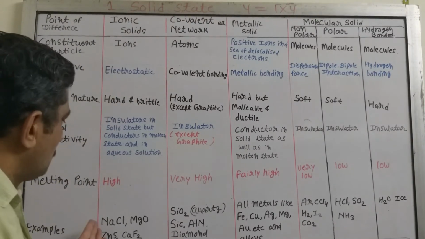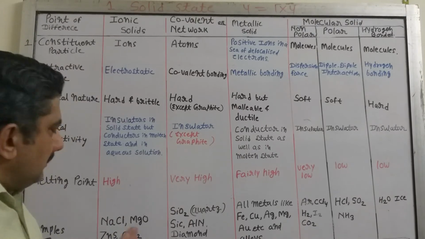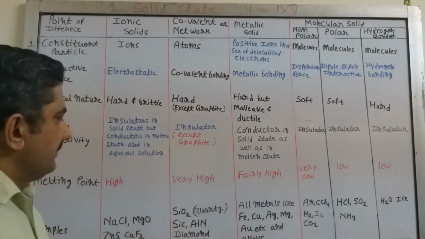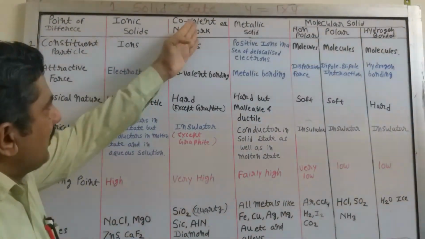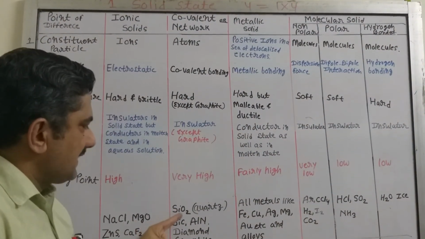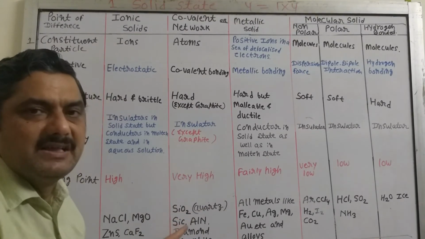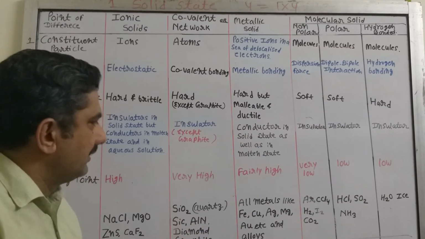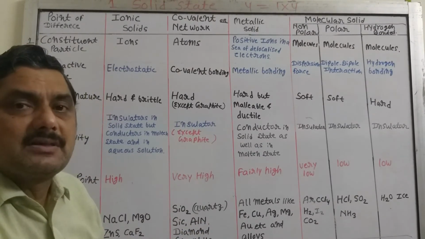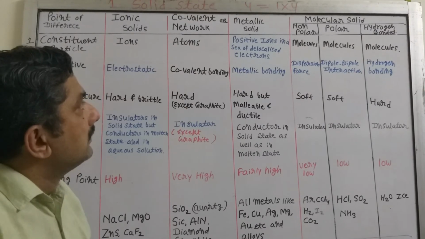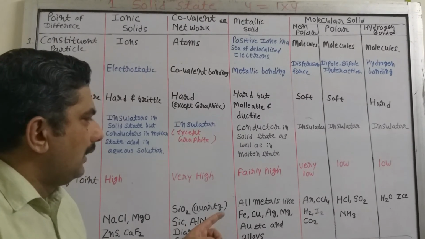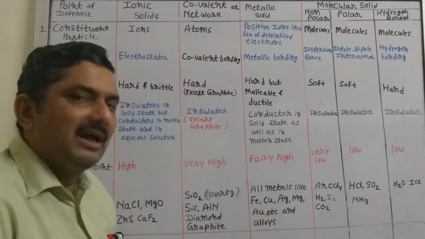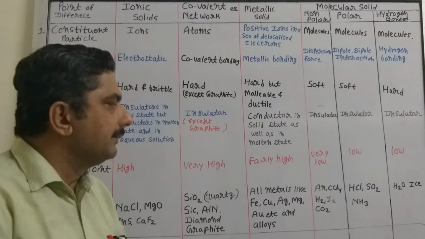Examples: sodium chloride, magnesium oxide, zinc sulfide, calcium fluoride. While the examples of covalent or network solids are SiO2, quartz, Si, silicon carbide, carborundum, aluminum nitride, diamond, graphite. While the examples of metallic solids are all metals like Fe, Cu, Ag, Mg, Au, etc., and alloys as well.